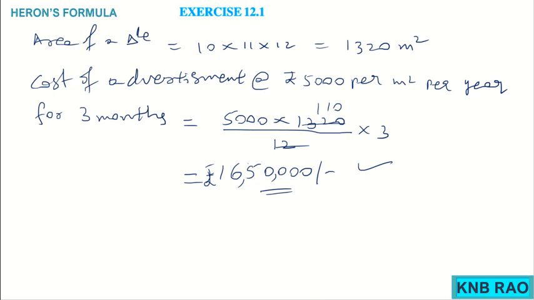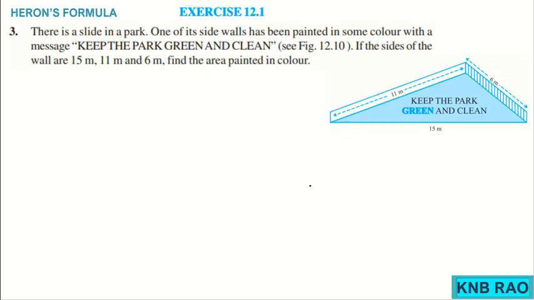Now moving on to the next question. See, in third question there is a slide in park. You know, sliding, normally it's a construction, either iron used or the concrete used. Here in this case it is concrete. One of its side walls has been painted in some color with a message, keep the park green and clean. Here in this figure you can see that.